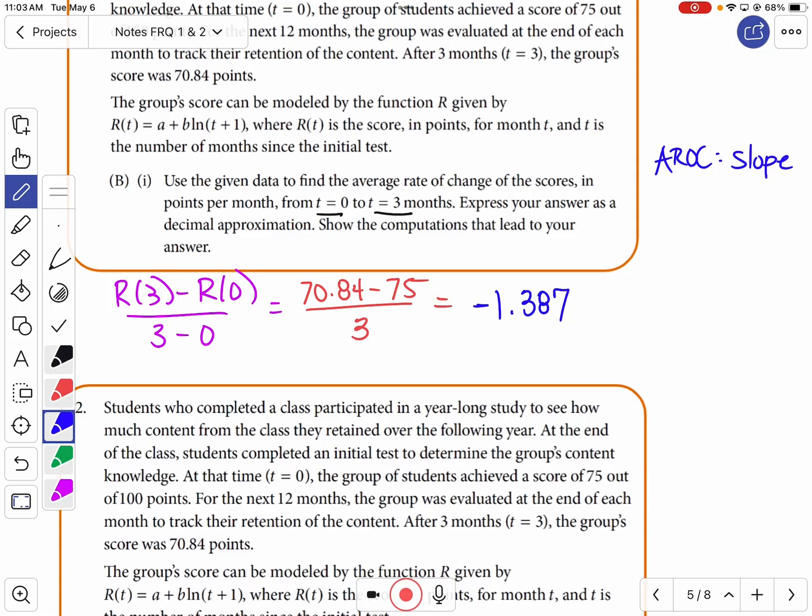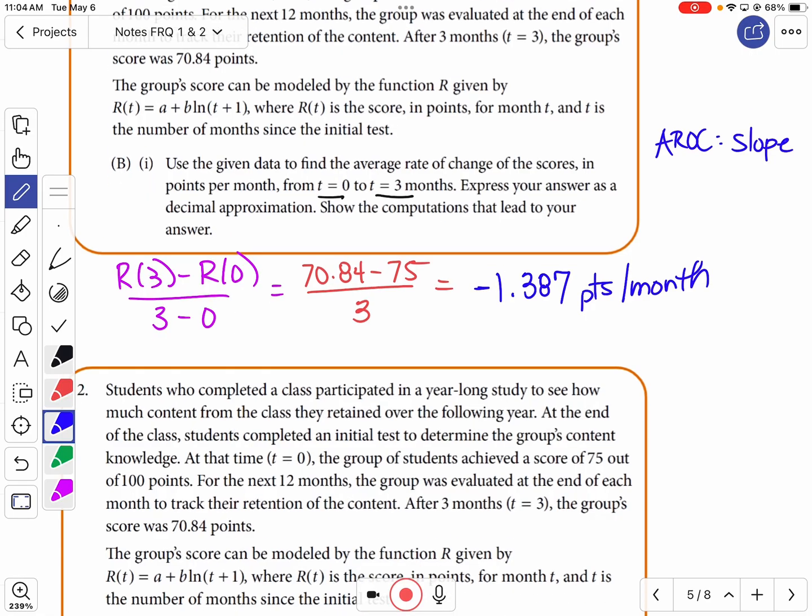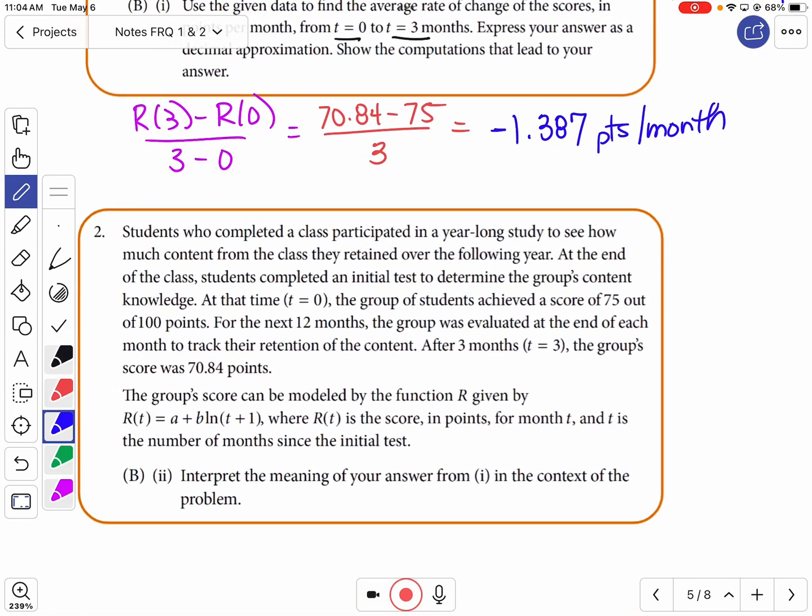So the top one is talking about my score. That represents the points that I earn. What do the T values represent? They're measured in months. So it's going to be points per month. Am I gaining points or losing points? I'm losing points. The more months I go, the more points I'm going to lose. And the reason I ask that is because that's what they want you to do in Part B, explain what you just found. What does that rate of change represent?